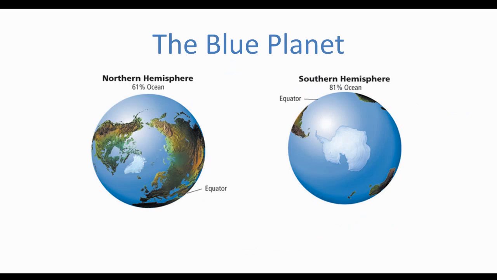Our planet is known as the blue planet. Approximately 71% of the planet is covered in water. But if you look at the hemispheres, you can see a variation in that. For example, the northern hemisphere is covered by slightly more water than land, so it's 61% ocean. But if we look at the southern hemisphere, there's far more water than land, with 81% ocean.